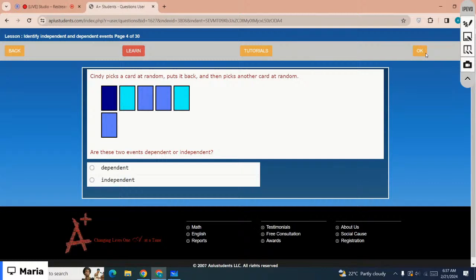Kindi picks a card at random, puts it back, and then picks another card at random. Are these two events dependent or independent? Yes, they are independent events. The correct option is independent.